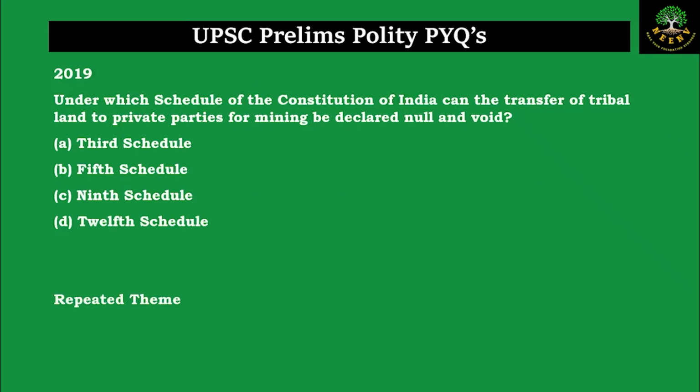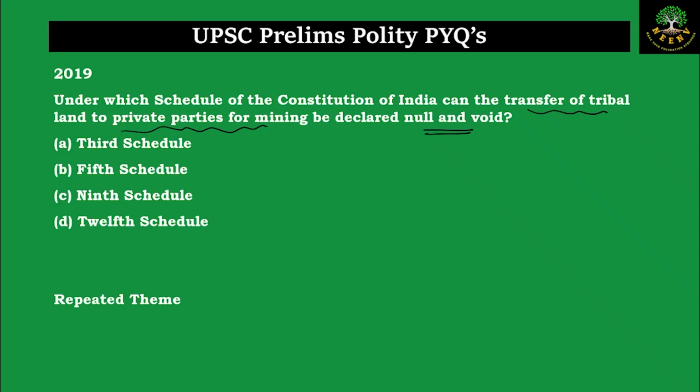Let us discuss the next question. This question is from 2019. Under which schedule of the Constitution of India can the transfer of tribal land to private parties for mining be declared null and void? The question is asking about the particular provision under the schedules of the Constitution. Option A, 3rd schedule. Option B, 5th schedule. Option C, 9th. Option D, 12th.